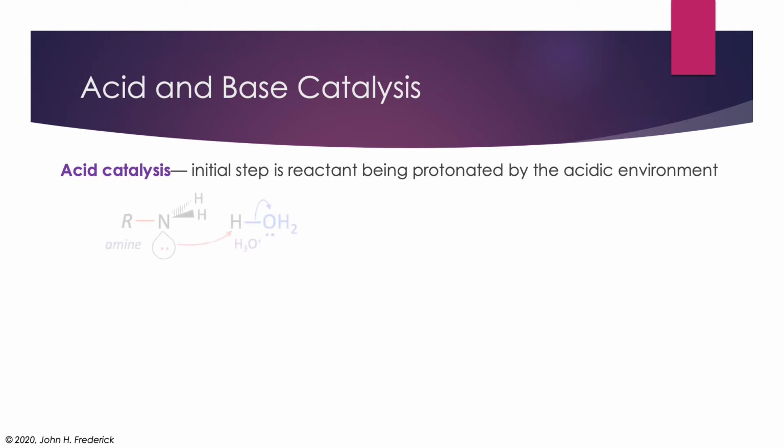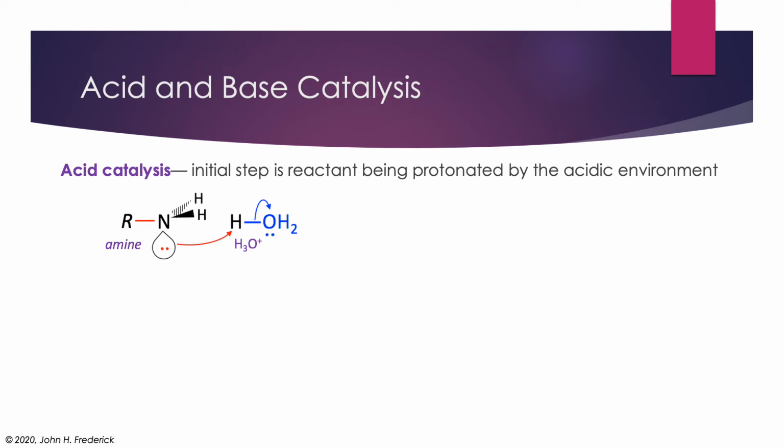For example, here's what that might look like. Our reactant in this case is an amine. So it's an alkyl group attached to an NH2, and that's the thing that we want to have a reaction take place. And I have an acidic environment, which means I have hydronium ions in it.